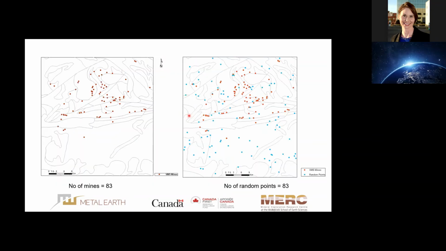Now, with random forest and any data-driven machine learning, we need a set of training areas. And in this case, Paran has extracted 83 VMS occurrences over the area shown in red dots. But also what we need for random forest to work properly is a set of random points that reflect non-mineralized points. How we do this is we're still investigating best methods. And there's a lot in the literature that will tell us how to deal with this. But here's our set of random points, 83 random points that we have over our area. So this is our training data set.